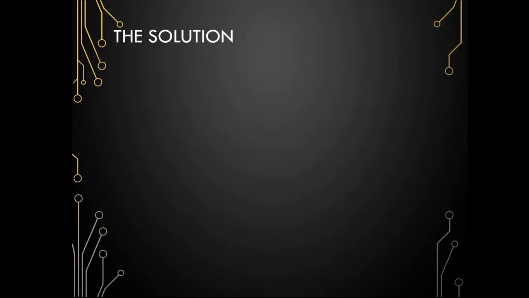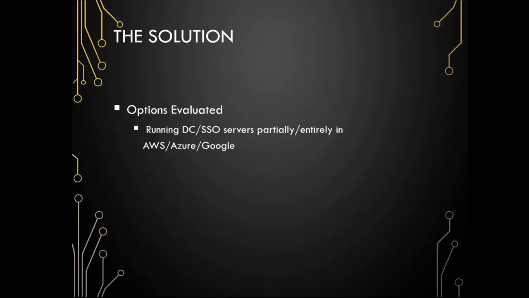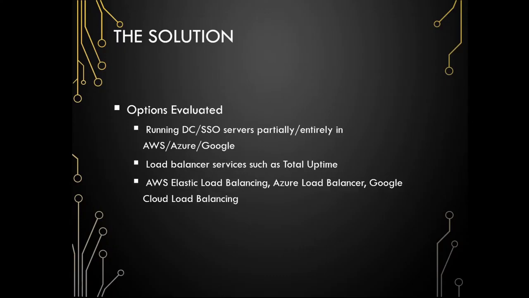As I mentioned before, we evaluated a number of different options, including running our own domain controllers and authentication servers either partially or entirely in the cloud, load balancer services such as Total Uptime among others, and cloud load balancer options such as AWS Elastic Load Balancing, Azure Load Balancer, and Google Cloud Load Balancing.